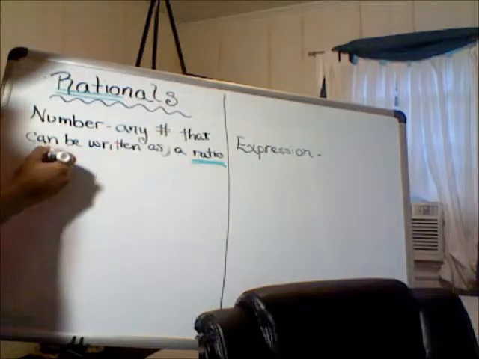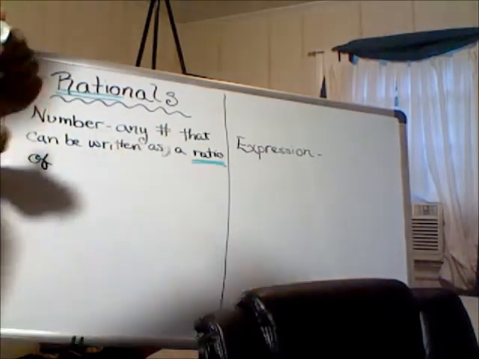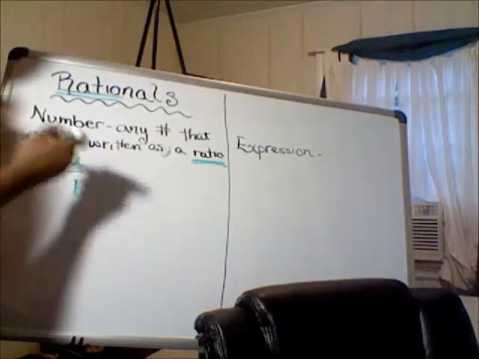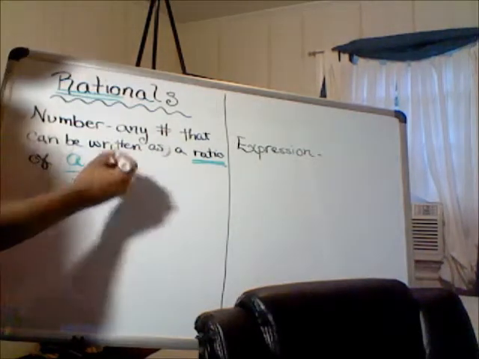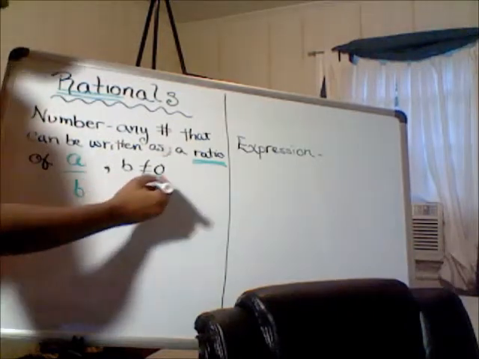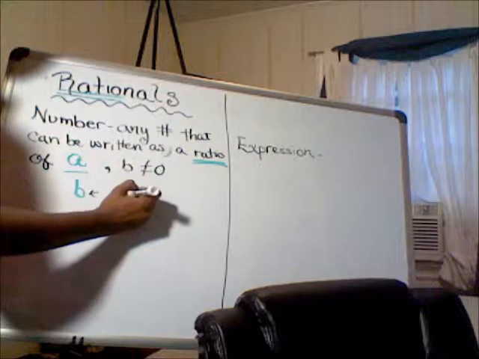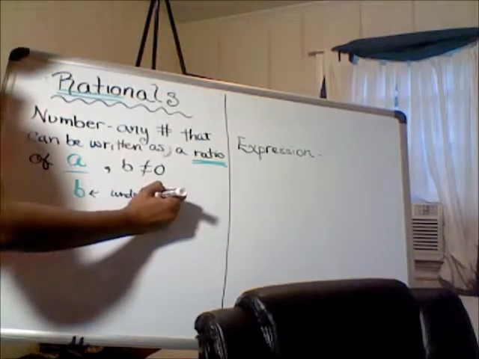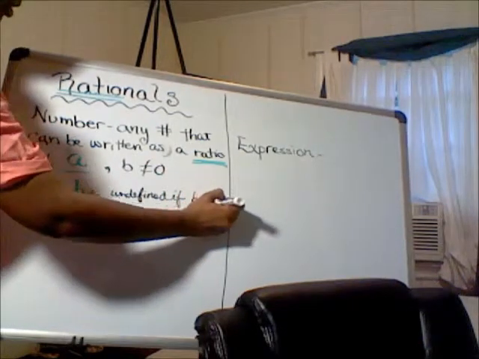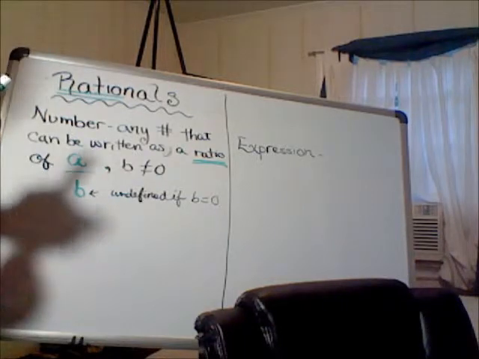And when I say a ratio, I mean A over B, and B cannot be equal to 0. The reason why B cannot be equal to 0 is because if your denominator is equal to 0, it would be undefined, and then it wouldn't be a rational expression. Undefined if B is equal to 0. So that's why we don't want B to be equal to 0. So that's a rational number.